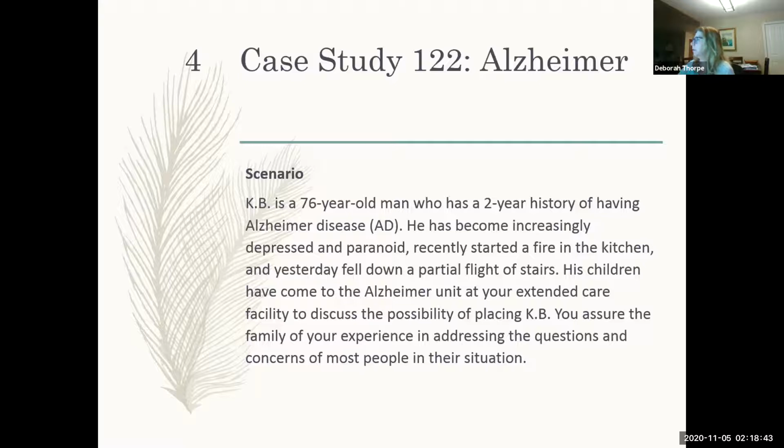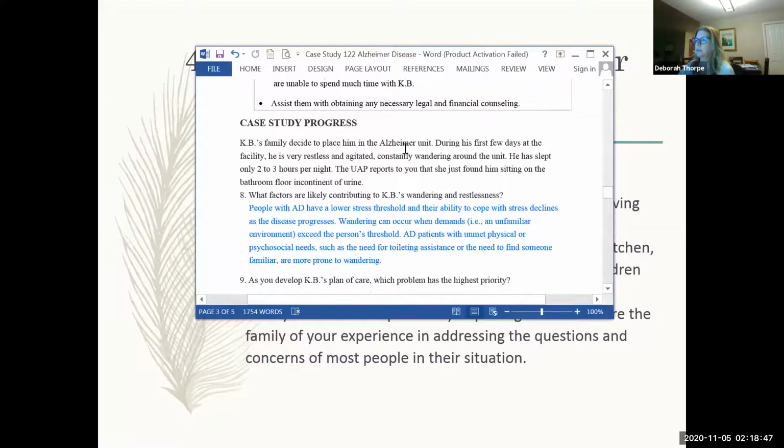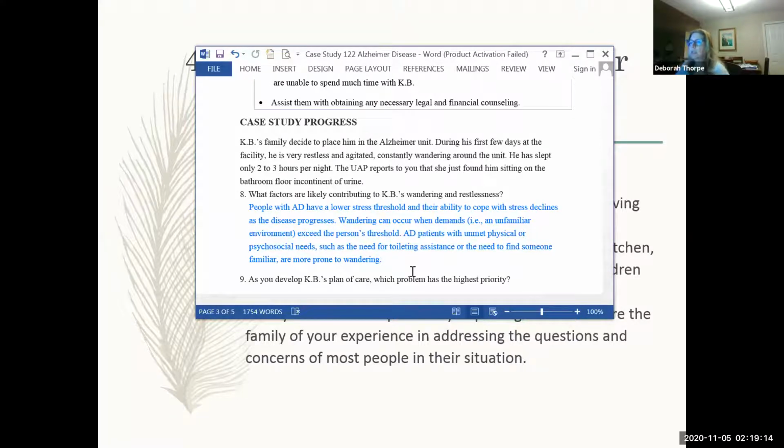I can show you, it's kind of one of those questions. So they said people with AD have a lower stress threshold and their ability to cope with stress declines as the disease progresses. That makes sense, right? Wandering can occur when demands, i.e. unfamiliar environment, exceed the person's threshold. AD patients with physical or psychosocial needs, such as needing toileting assistance or needing to find someone familiar, are more prone to wandering. So he could have even been looking for the bathroom and then just got confused about what he was looking for. And that's really sad though, isn't it?